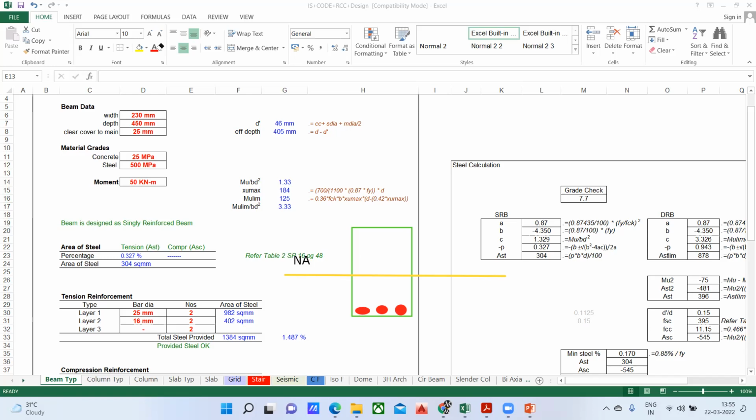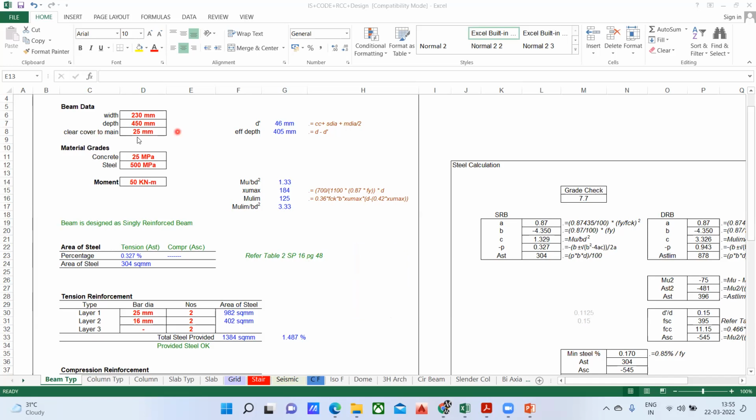Similarly, suppose I had provided the reinforcement even in the compression zone, this is my compression zone. So if I provide a reinforcement even in the compression zone, then I call this a doubly reinforced section. If it is provided only in the bottom, we call it a singly reinforced section. I hope this much is clear to you.